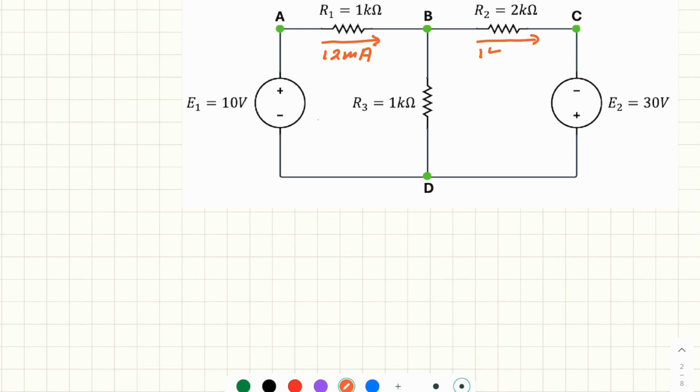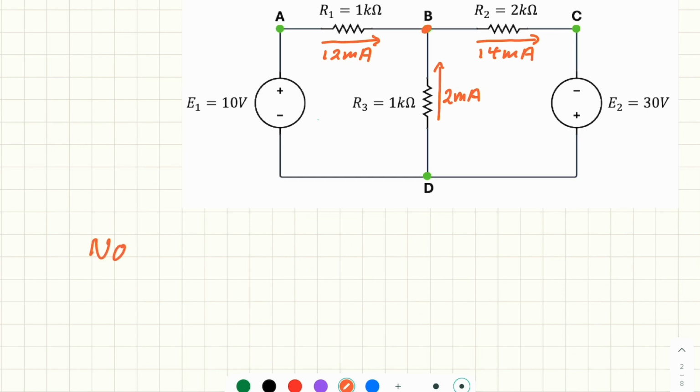So this is 14 milliamp. We also found the real current passing through R3 is the difference between I1 and I2, and this is 2 milliamp. And it is from D to B. Now let's look at node B.